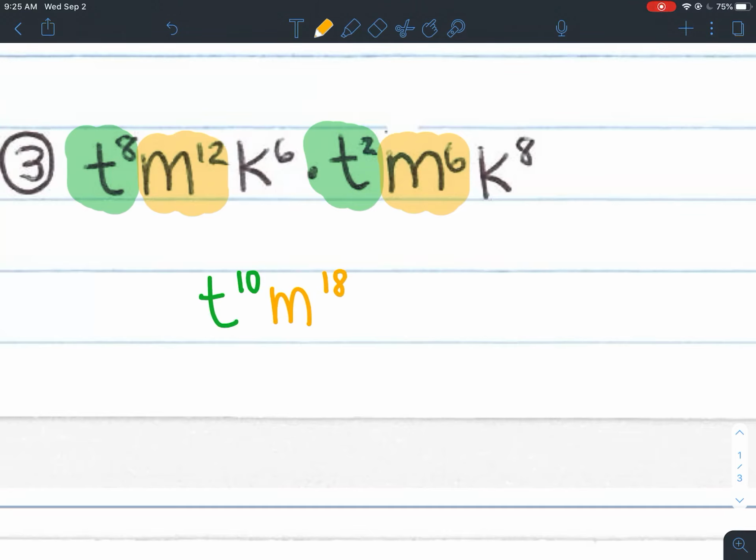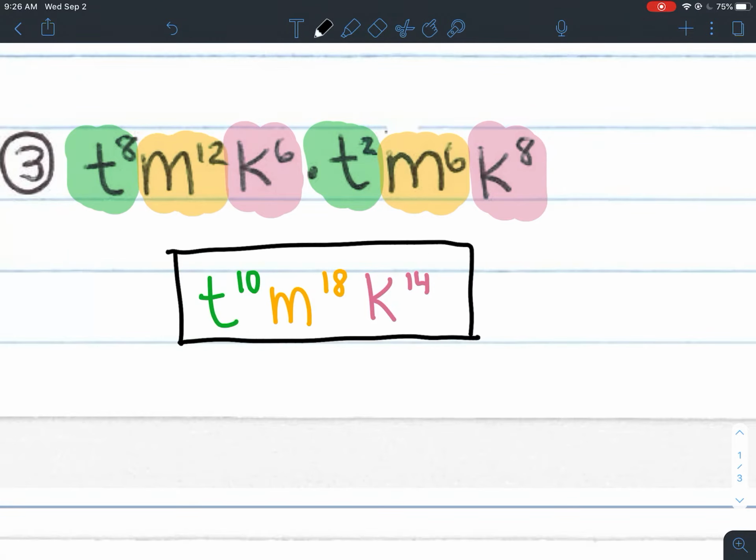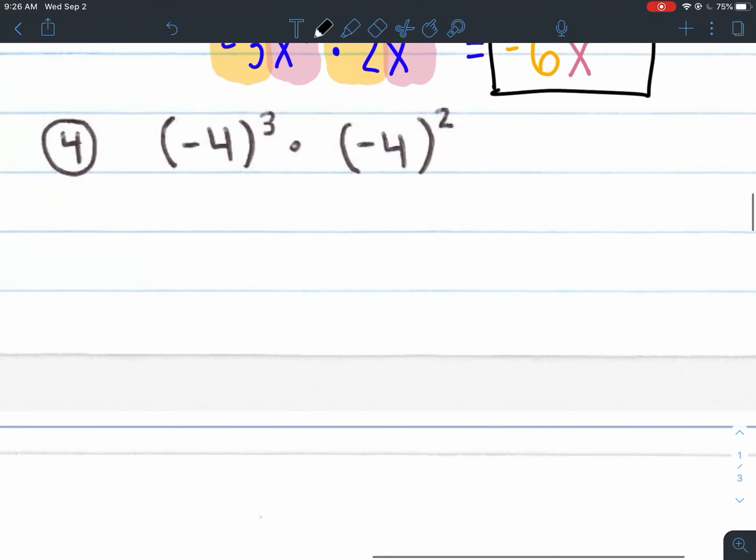I would add my exponents. And then I have k to the 6th and k to the 8th, which would give me k to the 14th. Now, how do I know I'm finished with my problem? Well, I can't combine any of my bases together, right? t, m, and k are not like bases, so I can't combine any of those together. So that's how I know I'm finished with this problem. Okay, moving on to number 4.